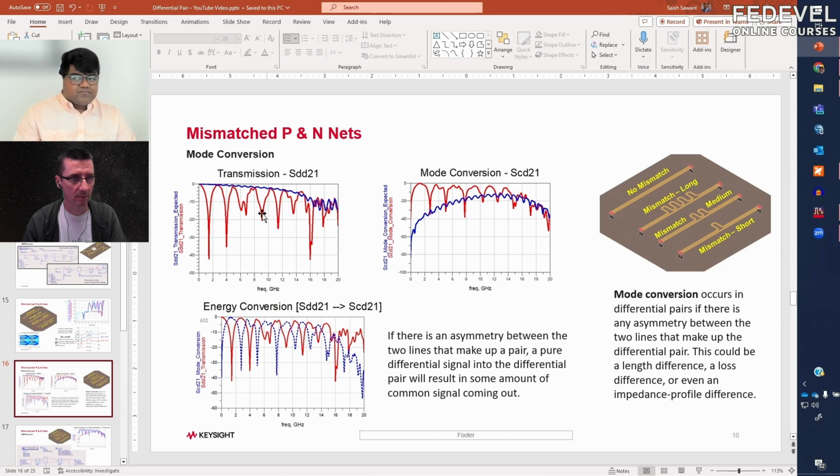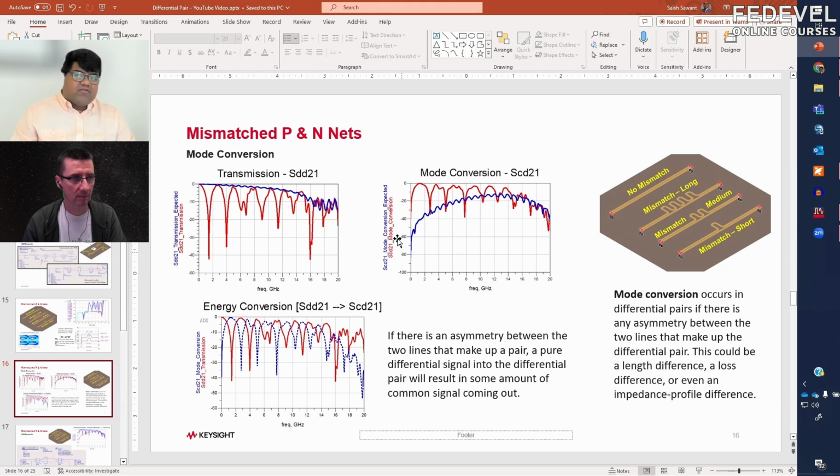And we see that this red curve, ideally, if there's no mismatch, we'll see this response, the blue one, and it's less than -20. So we are not having this mode conversion. That's an ideal situation. Okay, so that's what I've called as expected.